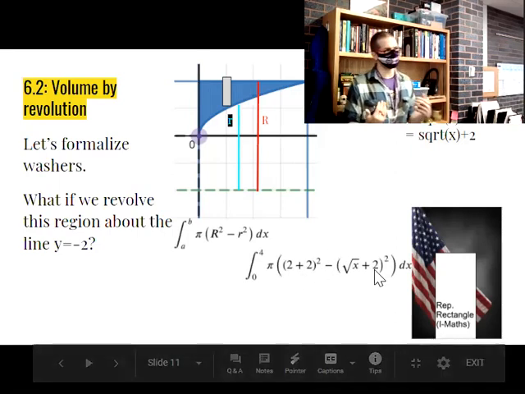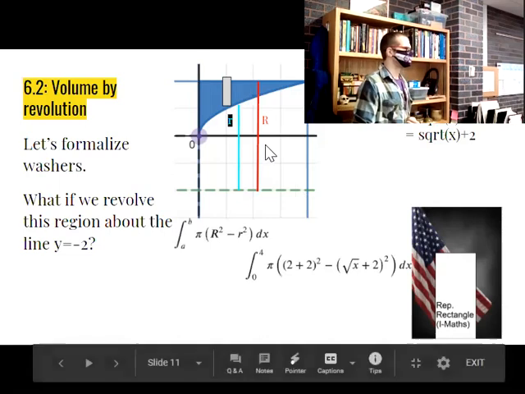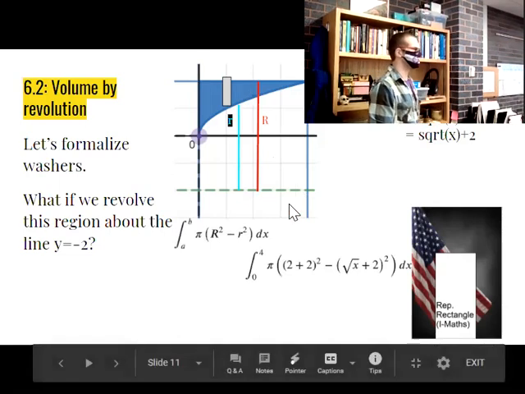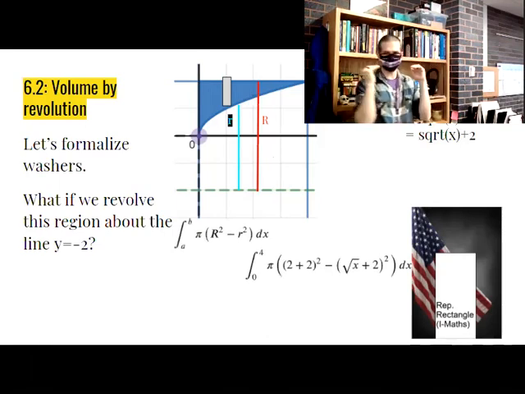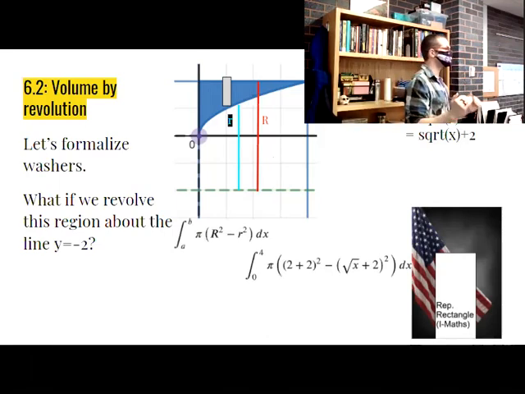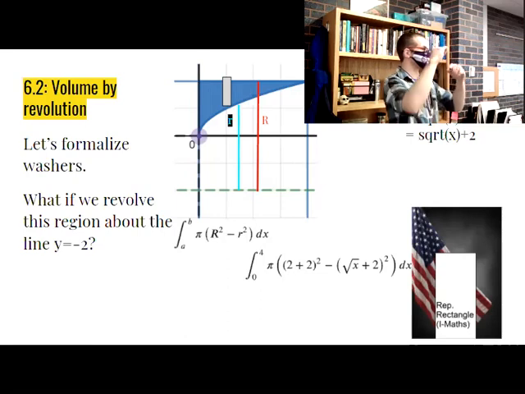So when we revolve around something that isn't y equals 0, we're going to be adding or subtracting something or rearranging things a little bit. I'm going to show you what I mean in the next one. But before we move on, what questions do you have about what we did there? The format is very similar. We just have to keep thinking about what the big radius and the little radius are. The big radius is the outer radius, and the small radius is the inner radius.